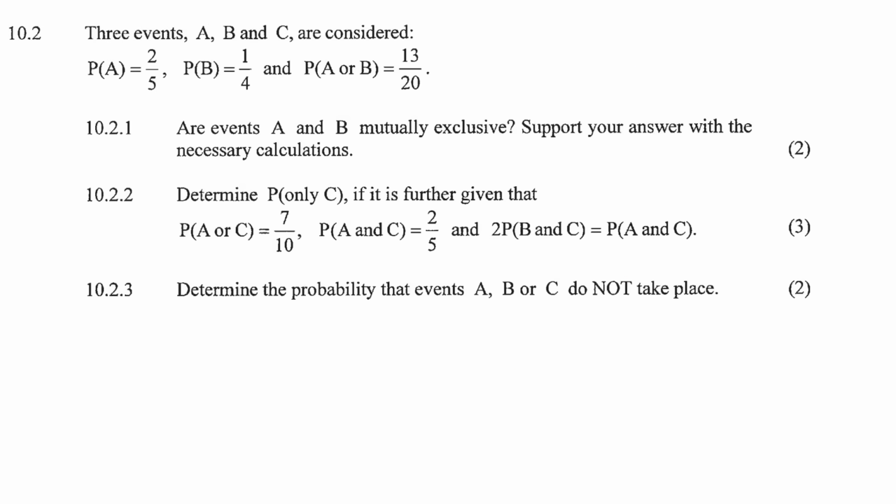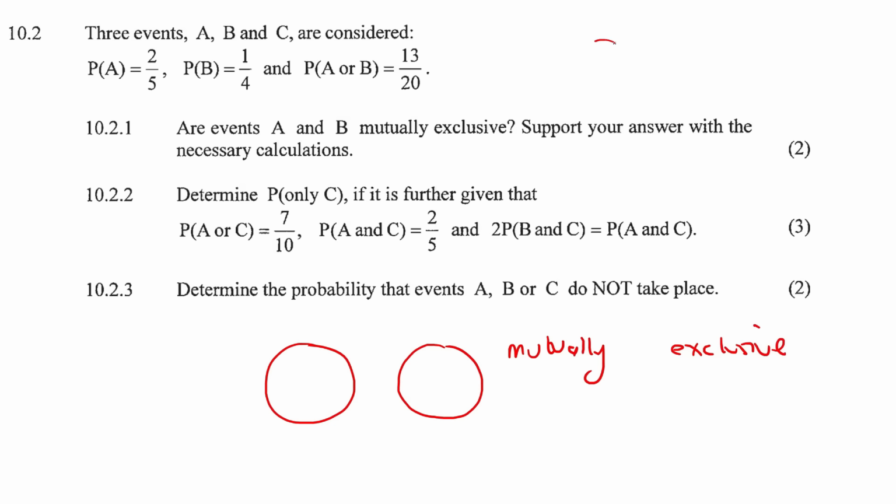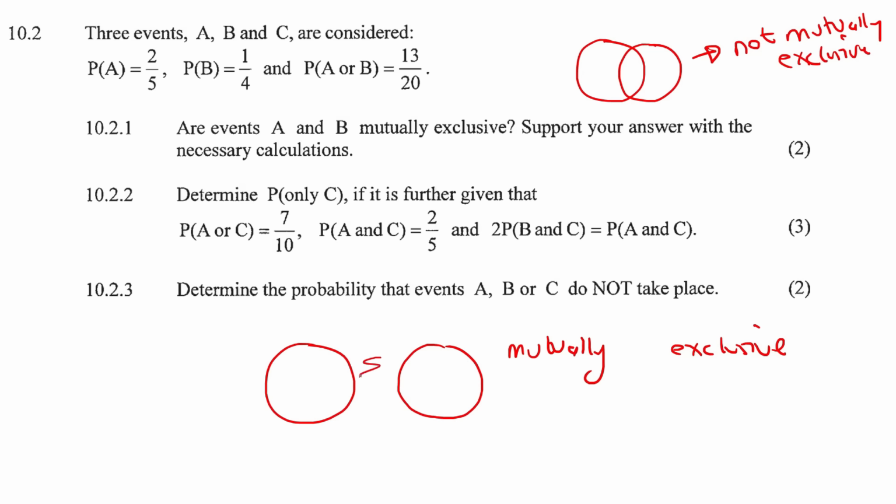Three events A, B, and C are considered. They give us A, they give us B, and they give us A or B. Okay, now they say, are the events A and B mutually exclusive? Well, let me show you what that means. If you have two circles, like on a Venn diagram, if the two circles do not overlap, that is called mutually exclusive. If your circles do overlap, then we say that this is not mutually exclusive. So when you have two circles that are not overlapping in the middle, we call that mutually exclusive.